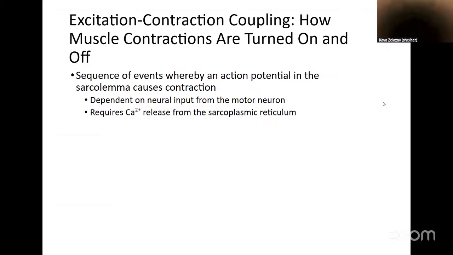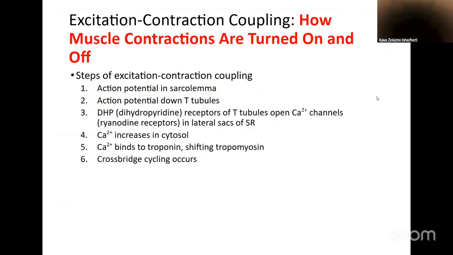Okay. So what this depends on is the neural input, the action potential coming down our somatic nerve from that motor neuron. And then we're releasing calcium from our sarcoplasmic reticulum so that our actin has that binding site for myosin to grab onto. Okay, so we've got steps. We're going to start off where we left off with the neuromuscular junction.